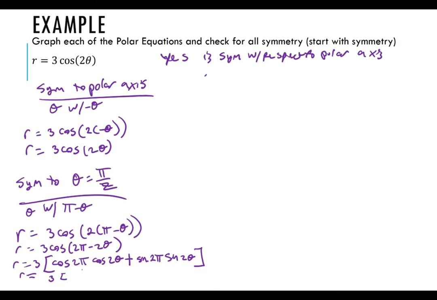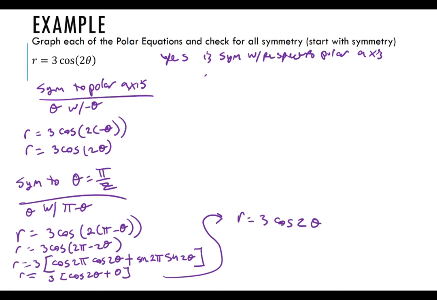Well, cosine of 2 pi is just going to be 1, and so that's going to be cosine of 2 theta, plus sine of 2 pi, but sine of 2 pi is going to be 0, and 0 times 2 pi is 0. And so we do get the exact same thing we started with. We get that r is equal to 3 cosine 2 theta.